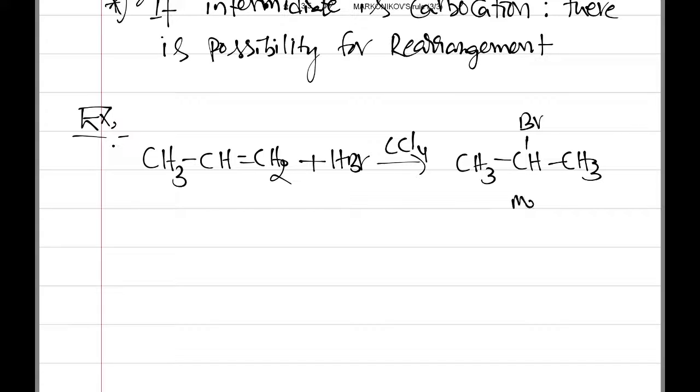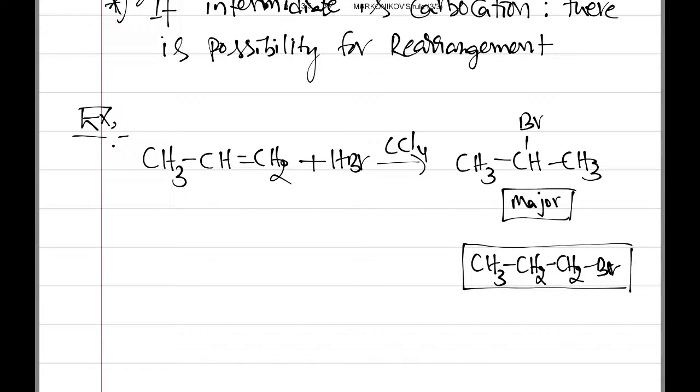This is the major product of the reaction. So leave it about the minor product. What is the minor product? The minor product is CH3 CH2 CH2Br. Most of the cases in the examinations, only the major product will be asked. So this is the minor product of the reaction.